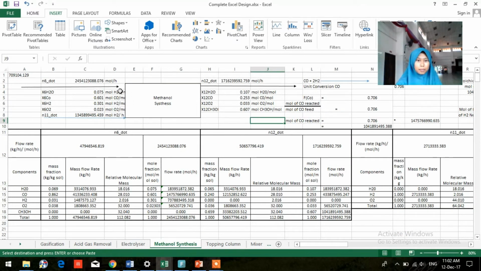So we can increase the amount of hydrogen input to the methanol synthesis to increase the production of methanol.